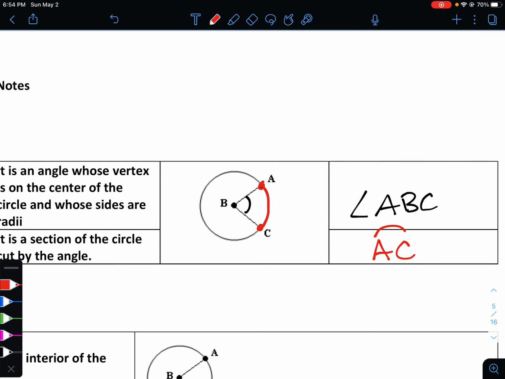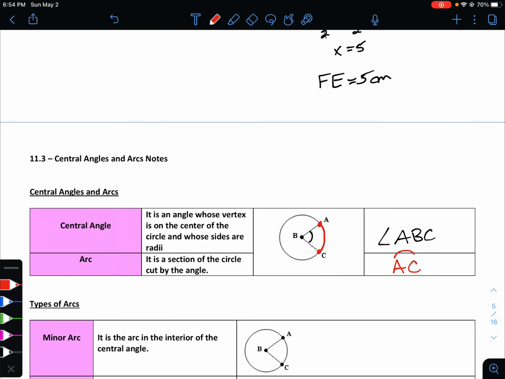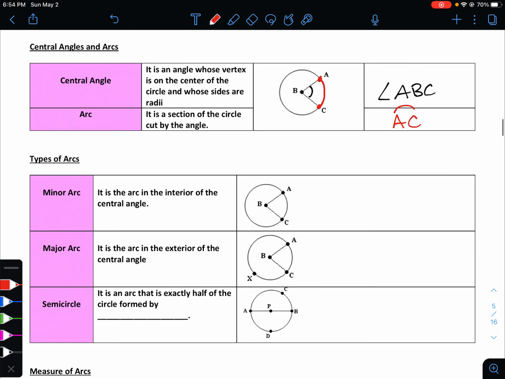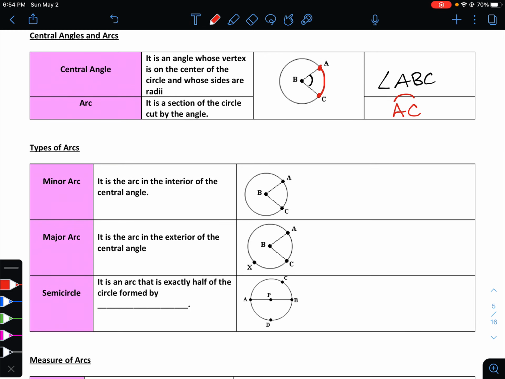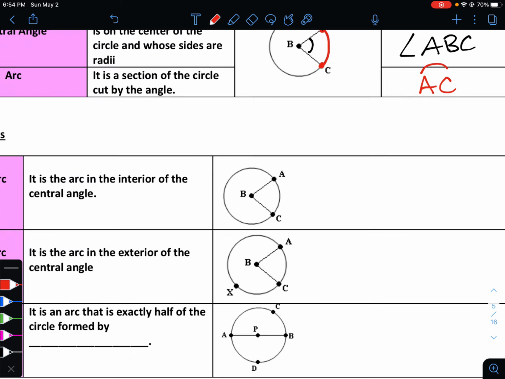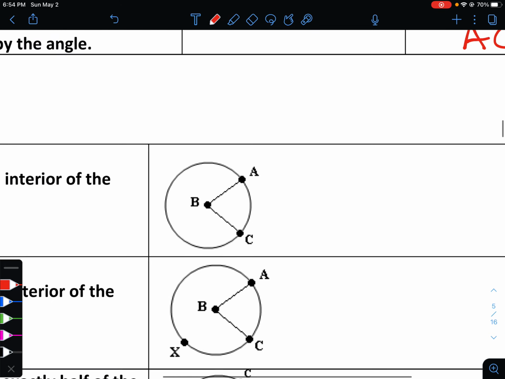Now there's going to be several different types of arcs. We're going to look at basically three. The first of which is what's called a minor arc. So a minor arc is the arc in the interior of the central angle. So again, going back to that same circle, if you have B as the center, A and C on the sides, then your minor arc would once again be that arc AC that we were talking about before.